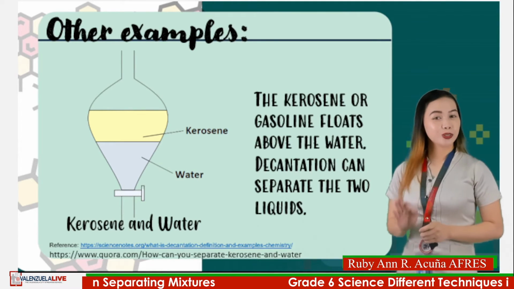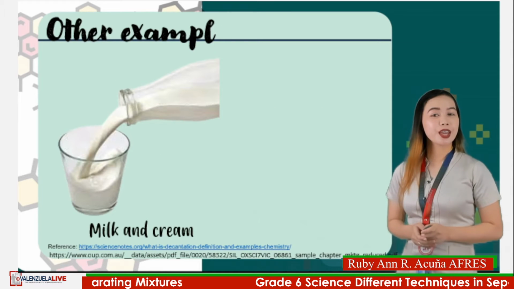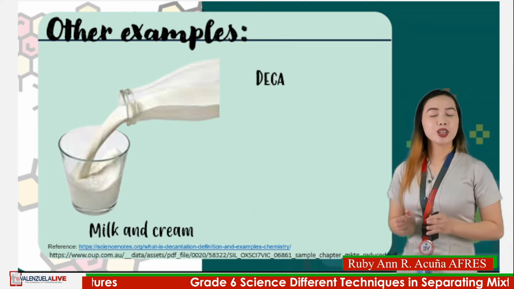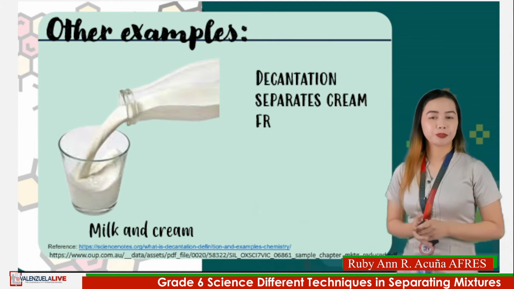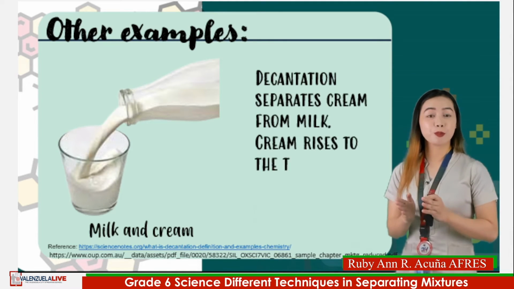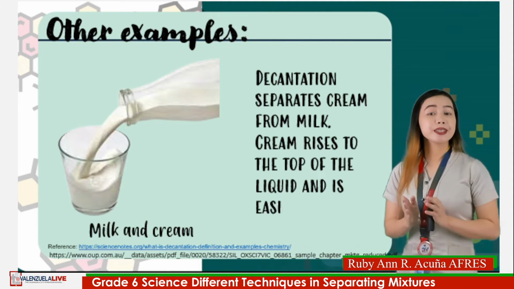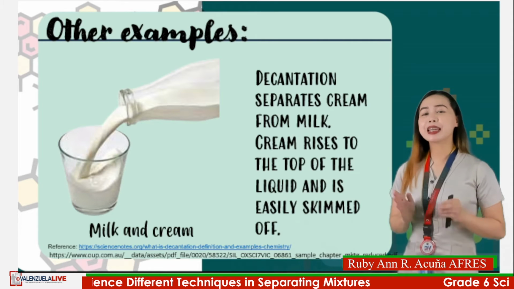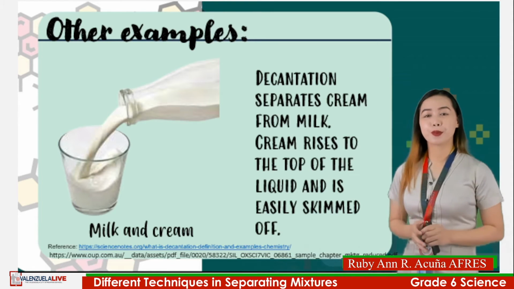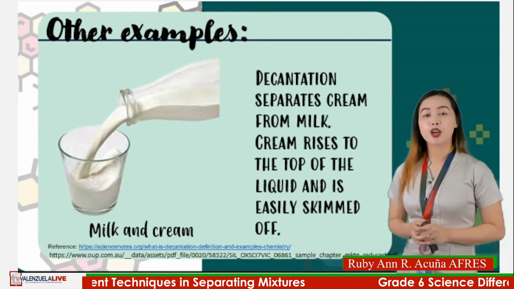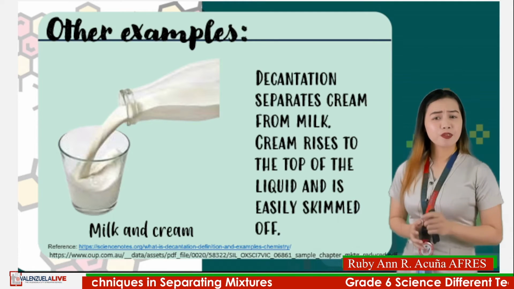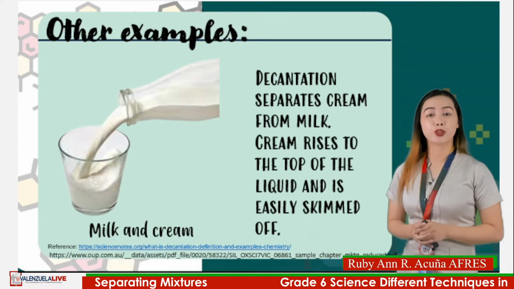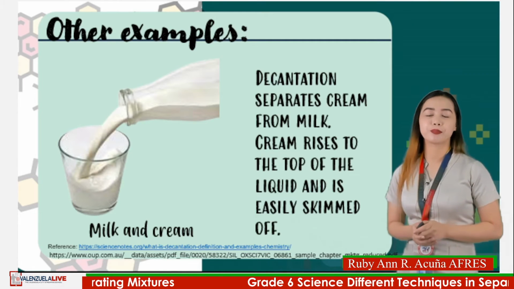And for our third example, we have here milk and cream. Decantation separates cream from milk, as cream rises to the top of the liquid and is easily skimmed off. Decantation is an easy method of separating the undissolved solid particles from liquid. But one disadvantage is that it doesn't allow for perfect separation of mixture components.